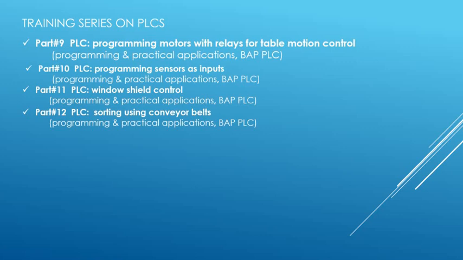Part 12, we'll talk about sorting. I have two conveyor belts. Both non-metallic and metallic objects will come through the conveyor, and the PLC with the sensor will help us to sort. So the non-metallic objects will go to one of the conveyor lines, and the metallic will go to a different conveyor line as well.